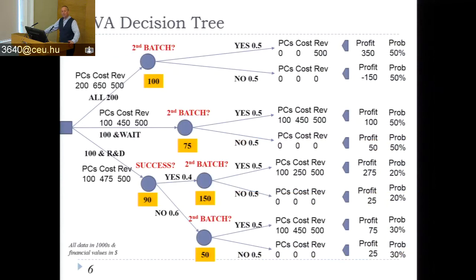So how should the decision tree be analyzed? The answer is that you have to summarize the various routes, and you have to tell what the outcome is. Indeed, the best expected value is displayed by the manufacturing route of all 200,000. But in this case, you have a 50% chance of making 350,000 and a 50% chance of making a loss of 150,000.